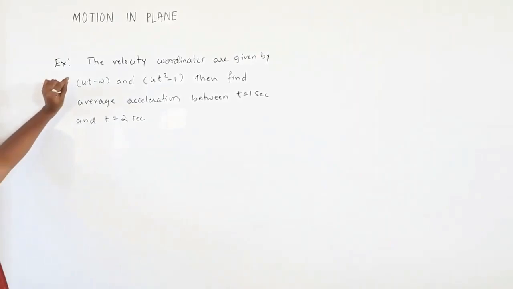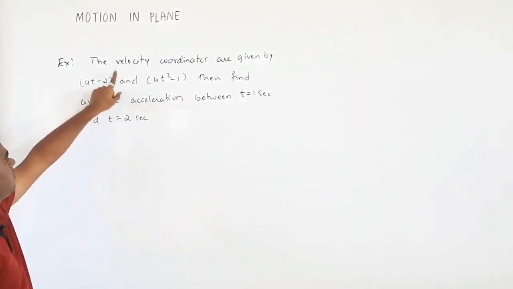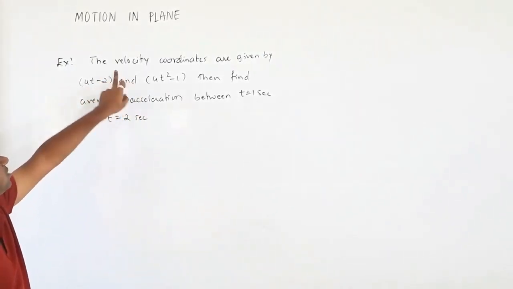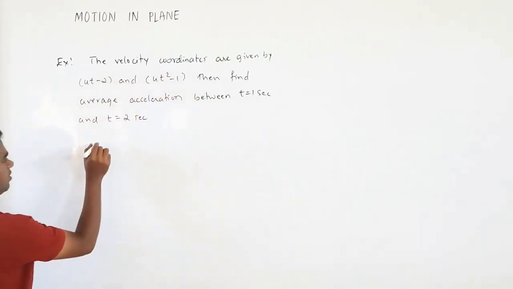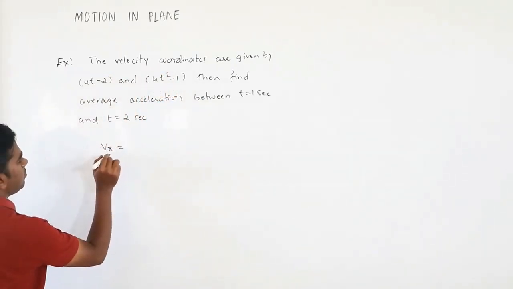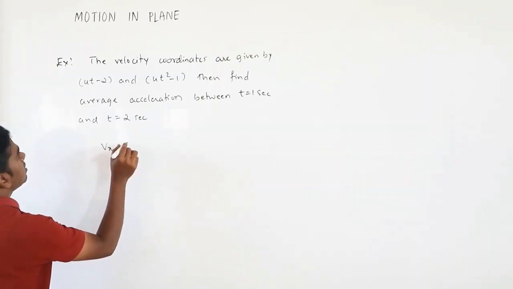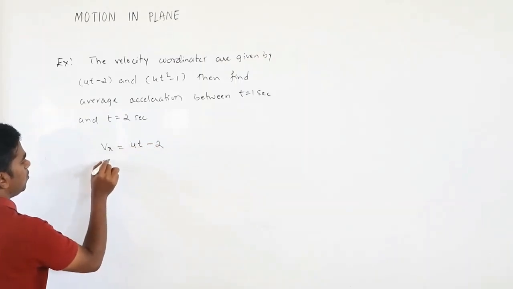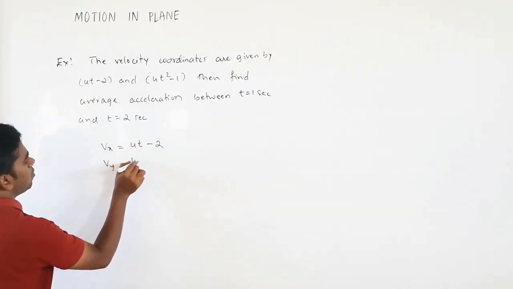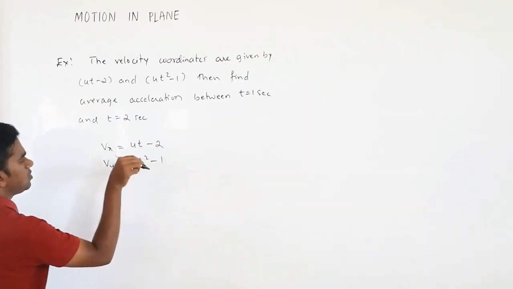First you look at these points. They are not the position coordinates, they are the velocity coordinates. That means they are given as vx and vy. Vx is 4t minus 2. Vy is 4t square minus 1.